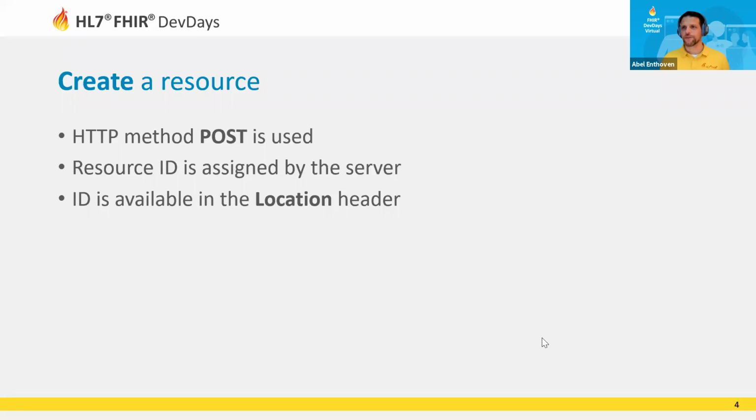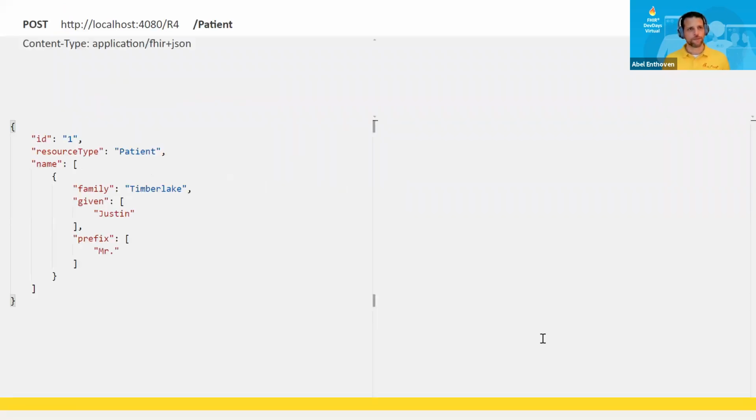So how do you create a resource in a FHIR server? Well, we use the method POST, of course, because that's standard HTTP. When we post something, then it's going to be something new and it's going to be stored. In FHIR, the resource ID is always assigned by the server. So if you have a resource, then you post that, then you get an ID back. And the ID is available in the location header, and I'll show you right now what happens there.